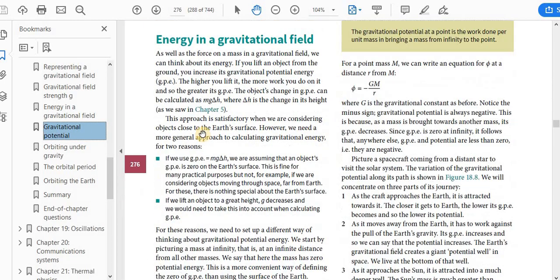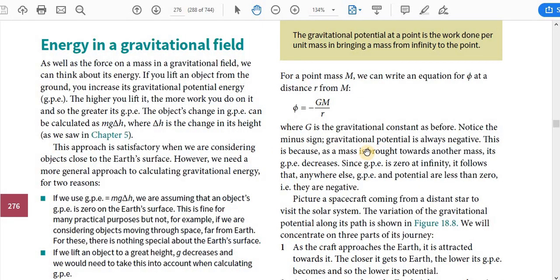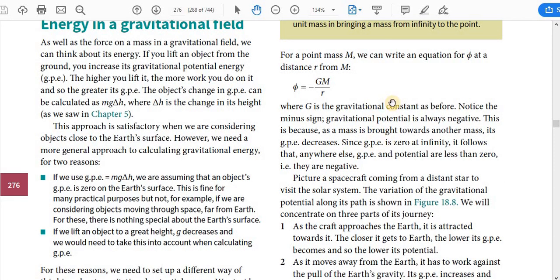Okay, so this paragraph is important. Again notice the negative sign. Gravitational potential is always negative. This is because as a mass is brought towards another mass, its GPE decreases because the height decreases. The distance between the center of the surface of the earth and the center of mass of the object decreases. Now if you are considering the earth and an object, its GPE decreases since GP is 0 at infinity. Now again, if you go to infinity, it is 0.